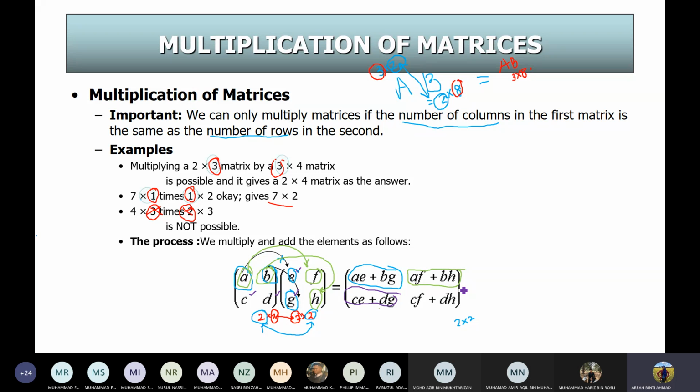Macam mana nak buat multiplication of a matrix. So far so good. Yang penting, matrix pertama awak fokus kepada baris. Matrix kedua awak fokus kepada kolom. So first baris of the first matrix multiply with the first column of the second matrix and so on. Okay, so you may have a look on the multiplication of the matrix.